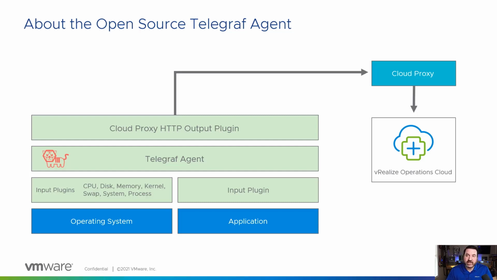Once they've been collected by the agent, the Cloud Proxy output plugin is what the Telegraf agent uses to ship that data, formatted in the format that we expect to see it in. It ships that to the Cloud Proxy, which then sends it to vRealize Operations Cloud or vRealize Operations on-prem. But I think the key thing to point out here is that we do need a Cloud Proxy to be able to collect those metrics.